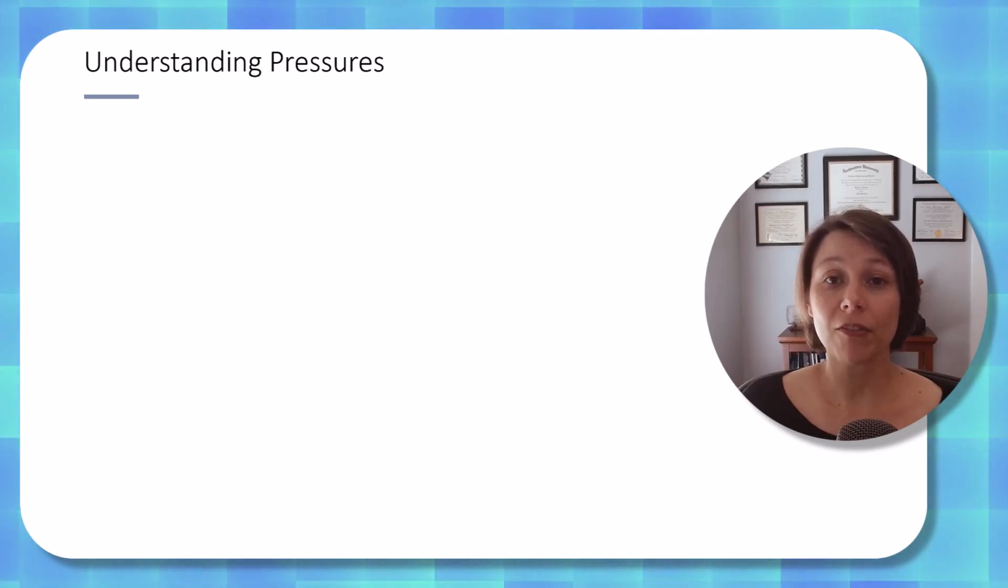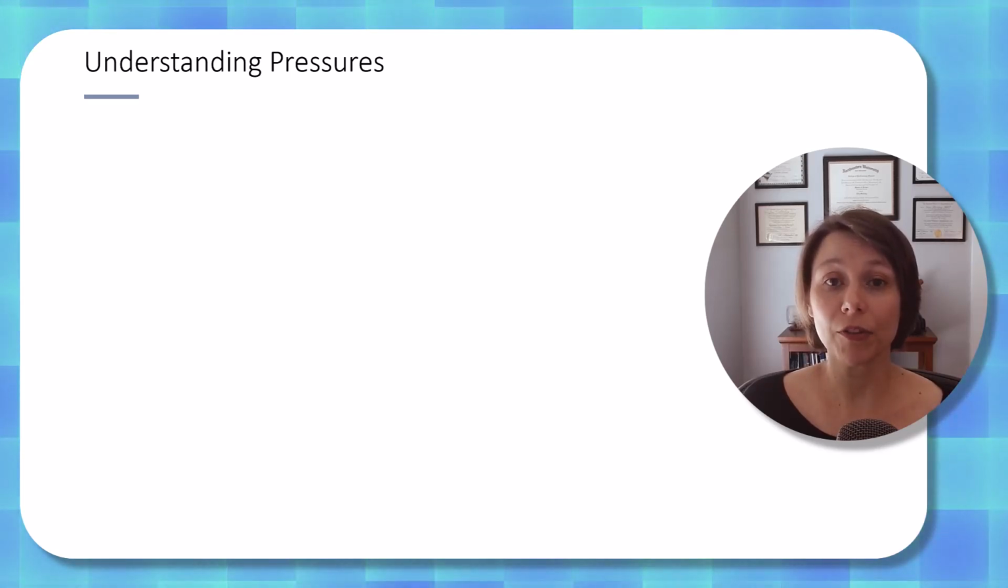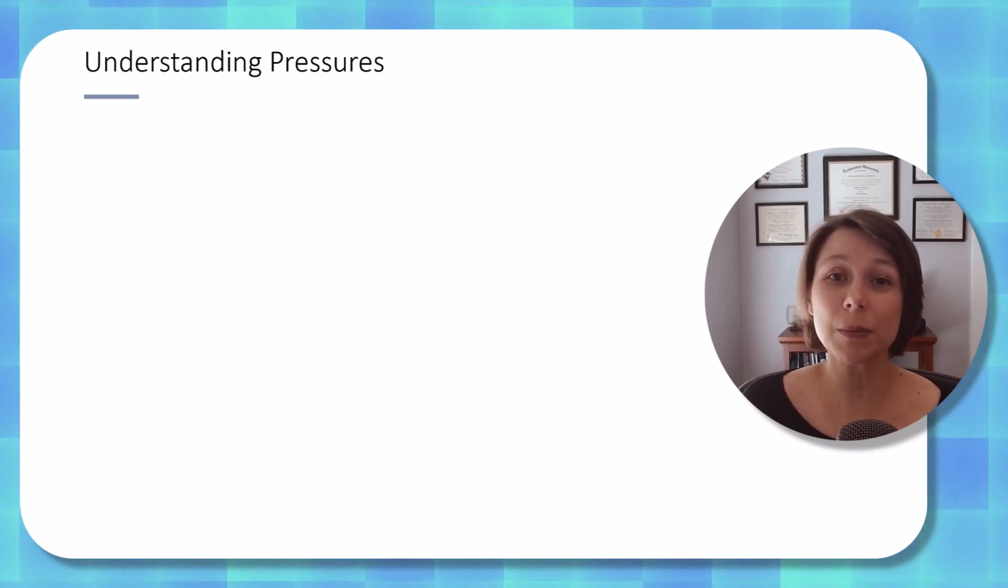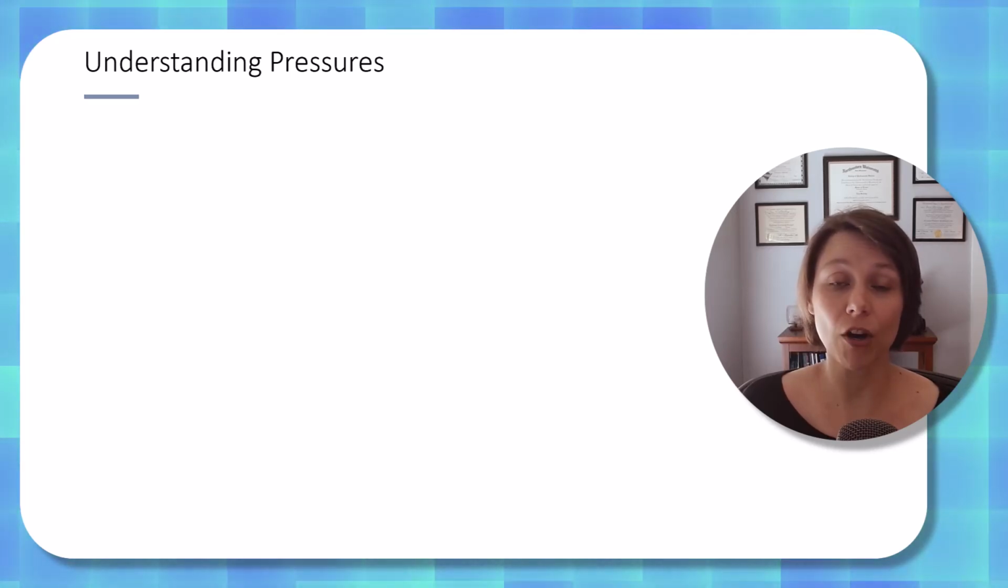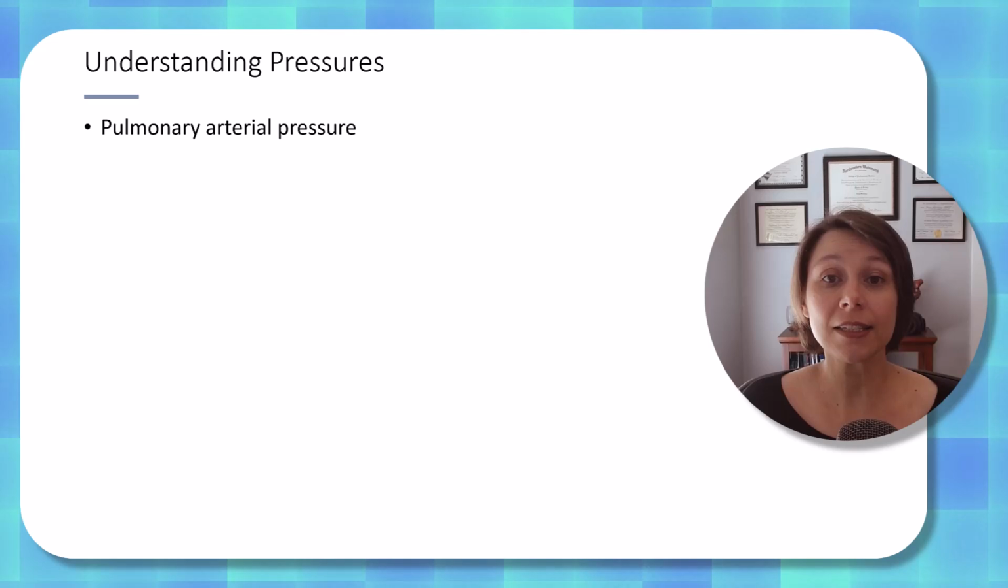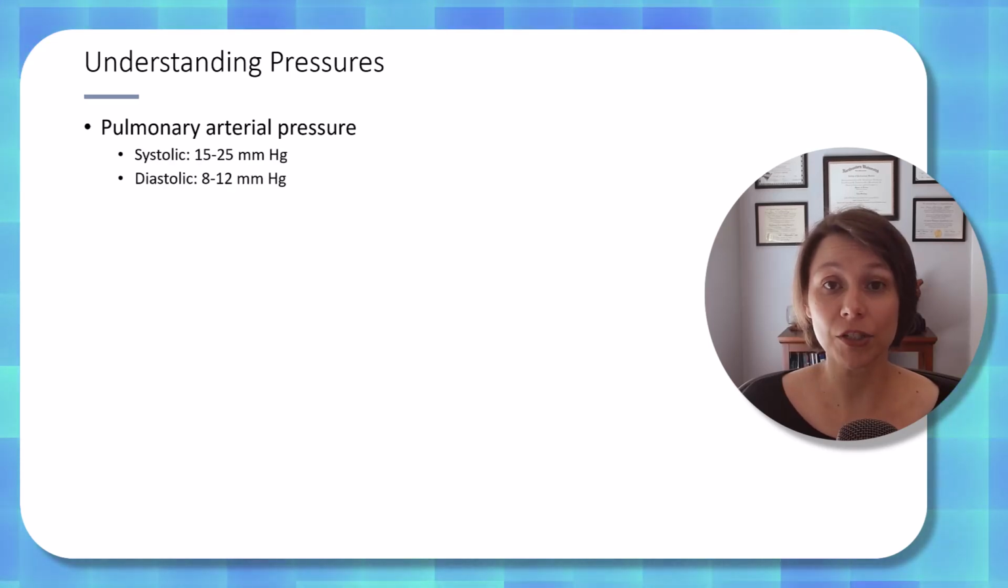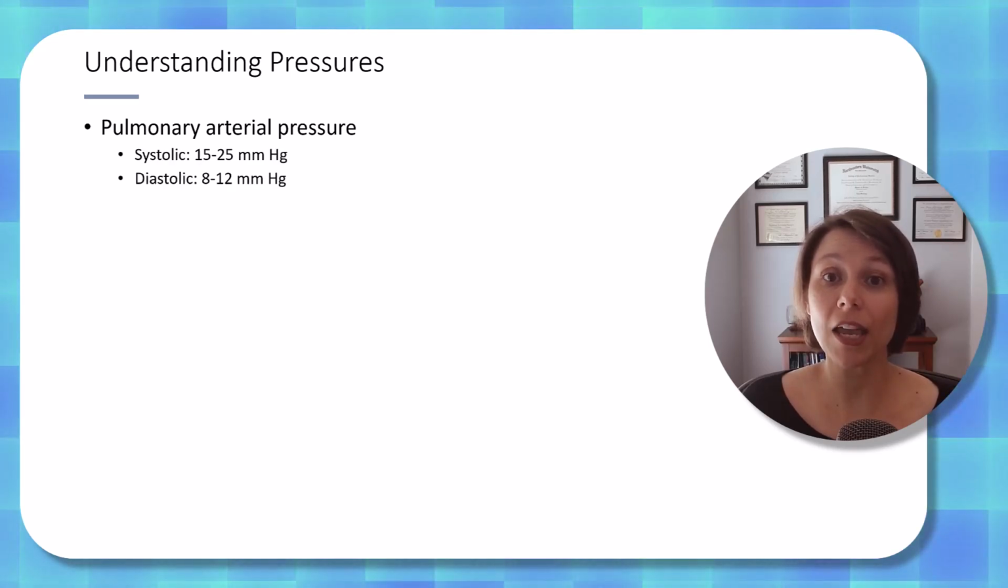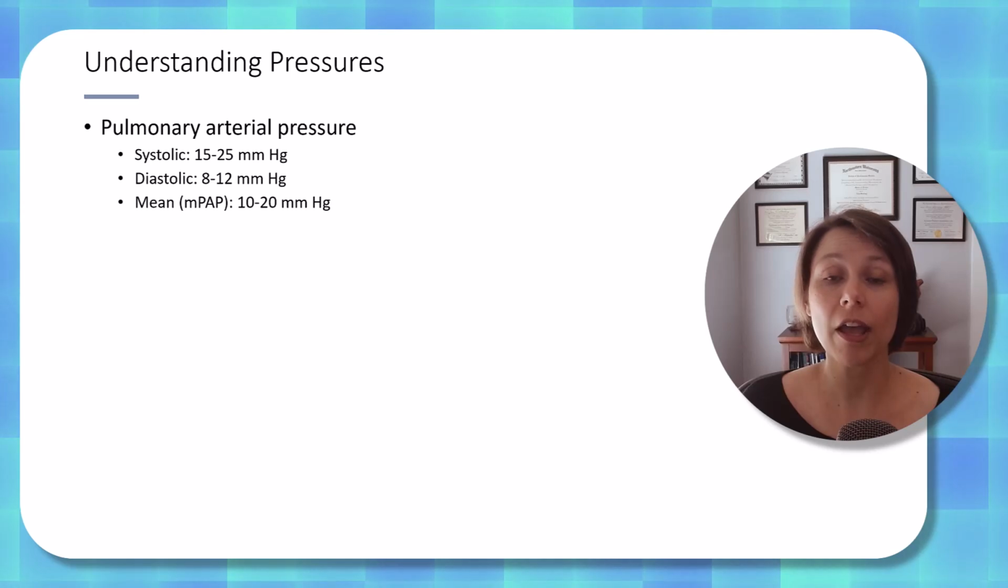As we talk about the pulmonary vascular system and pulmonary blood flow, the very first thing that we need to do is make sure that we understand the pressures involved. So we'll start with pulmonary arterial pressure. There is a systolic and a diastolic pressure here. And so, because of that, we have a mean pressure as well.